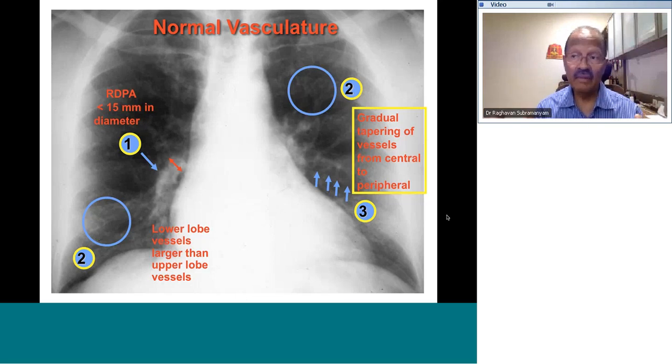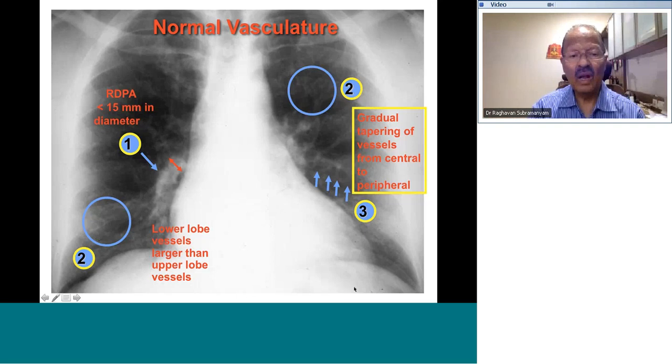Now, the word vasculature includes everything. The flow, that is, whether plethora is present or there is oligoemia. Pulmonary venous hypertension present or not. And pulmonary arterial hypertension present or not. All three are included in pulmonary vasculature. So please never say pulmonary vasculature is increased. You're inviting trouble. Now, you must know what is normal.